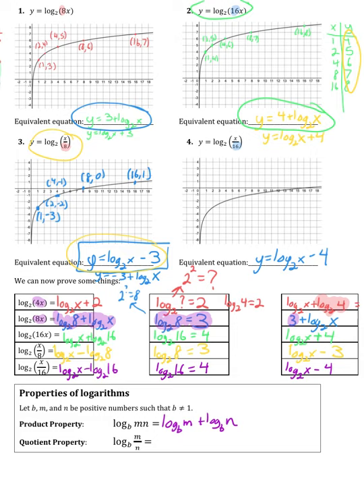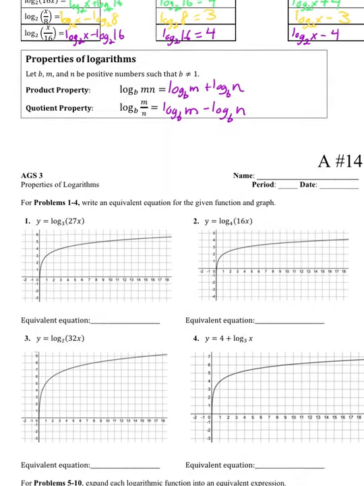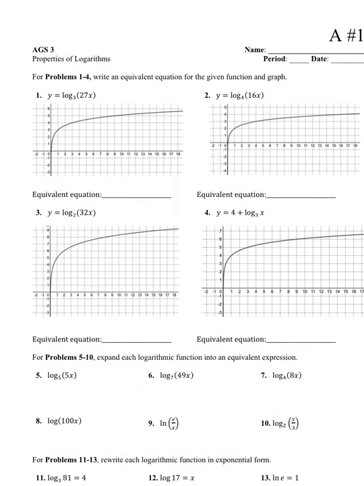The same thing happens with the quotient property. If we have two numbers being divided, we can technically say, hey, we have two logarithms where the second one's being subtracted from the first. All right, and that's another property of logarithms. That's how these properties work. That's important because on our assignment tonight, we're going to start practicing these properties of logarithms. And that's what problems 5 through 10 will ask you to do.